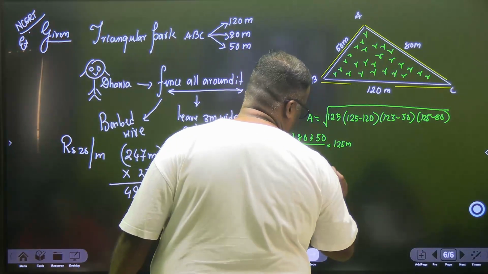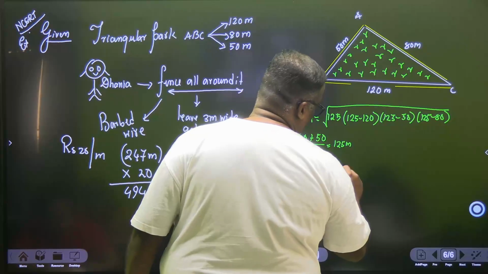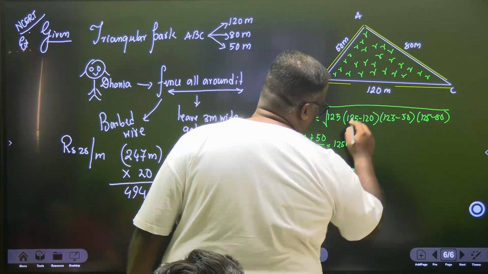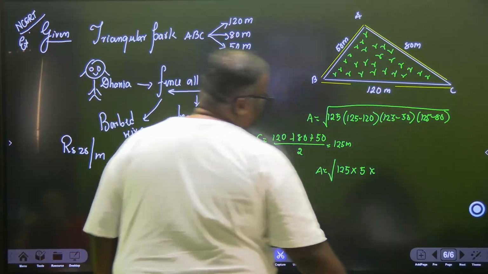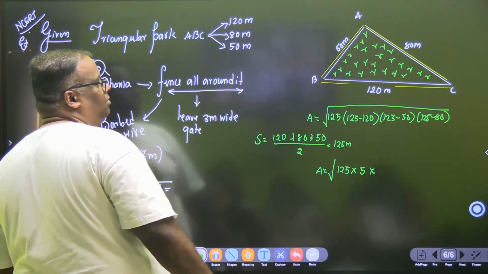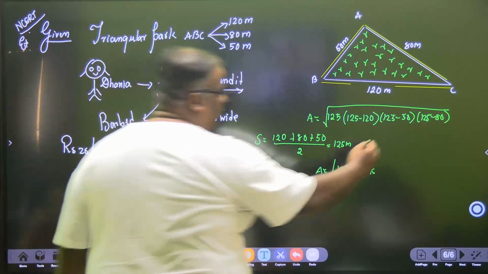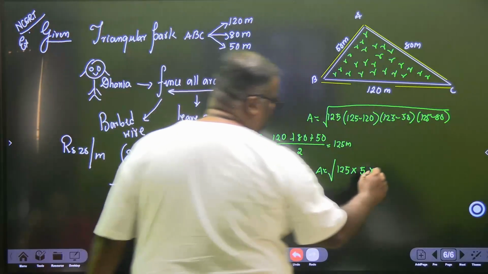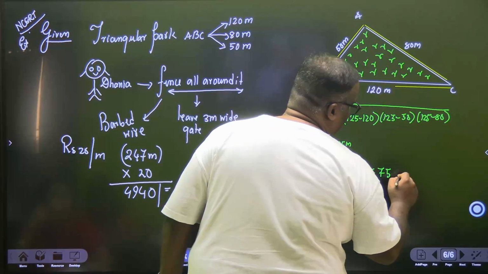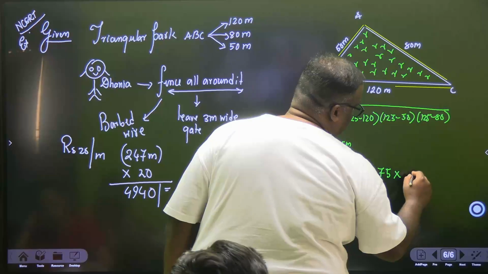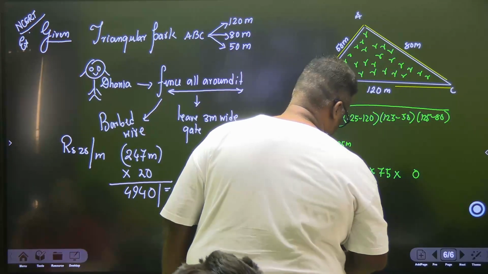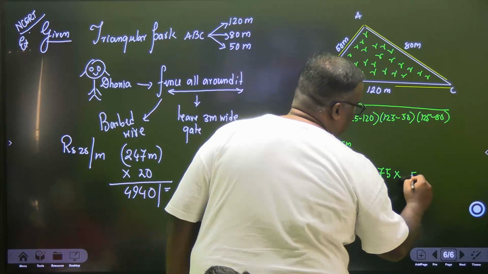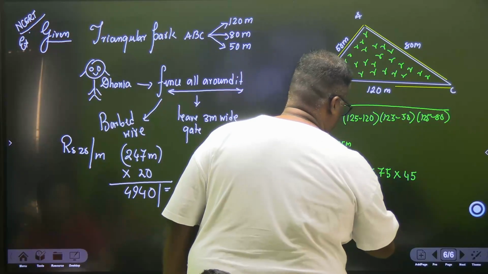Now try to solve this. Here is where the trick is. This would be 125 multiplied by 125 minus 120, which is 5, then 125 minus 50. How much? 50 means 25 goes to 100, another 25 goes to 75. And 125 minus 80, that is 45. 12 minus 8 is not 0, it is 4.